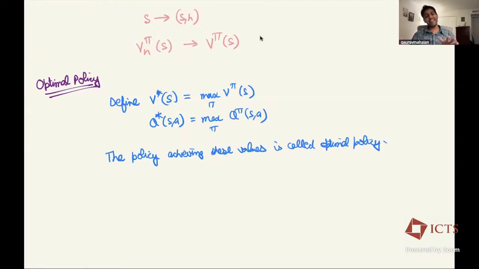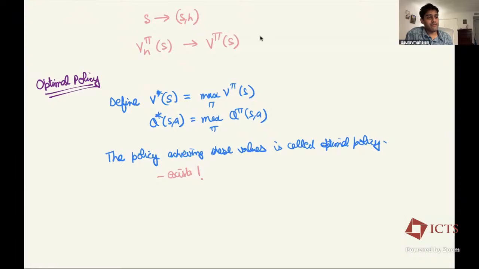I've done this in an informal way. Why would the max exist? Q star and V star, are they even well defined? And the policy achieving these values might not even exist. These are non-trivial questions, but people have worked them out. For the setup that I'm talking about, these max values will exist, or they will be supremums, and there will be policies achieving them.